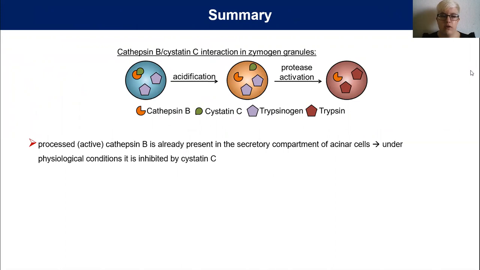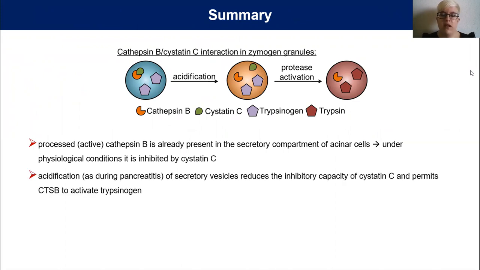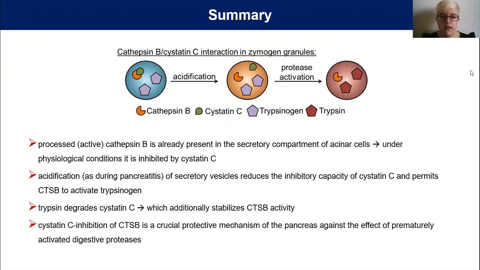Under physiological conditions it is inhibited by cystatin C. Acidification of secretory vesicles reduces the inhibitory capacity of cystatin C and permits cathepsin B to activate trypsinogen to trypsin. Trypsin degrades cystatin C, which additionally stabilizes the cathepsin B activity. So we can say cystatin C inhibition of cathepsin B is a crucial protective mechanism of the pancreas against the effect of prematurely activated digestive proteases.